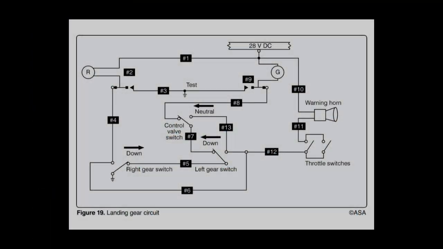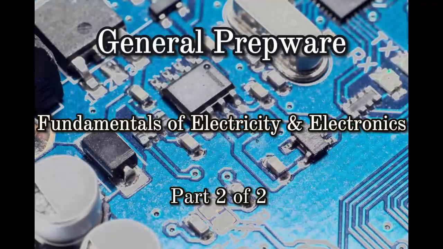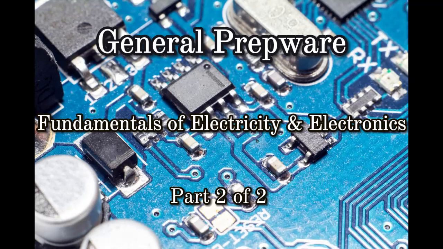Refer to Figure 19. Under which condition will a ground be provided for the warning horn through both gear switches when the throttles are closed? Left gear up and right gear down. What schematic symbol represents a current limiter? 2 triangles pointed to each other with a line on both sides of the triangle.